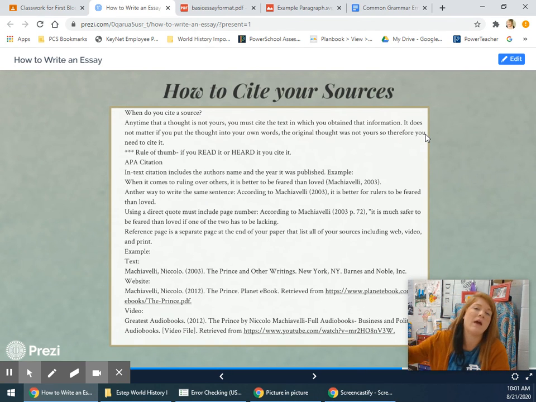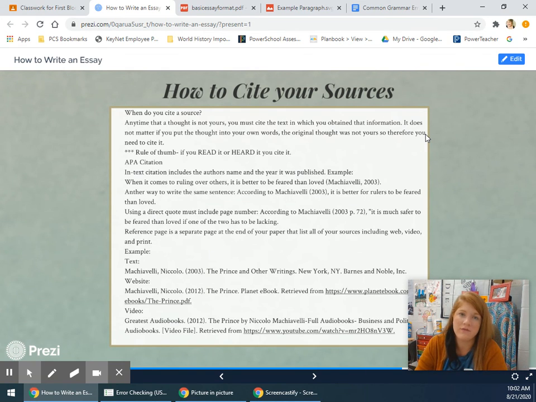I don't care if you have 15 cites in one paragraph. That's fine. Your citation should go at the end of your sentence and should be at the end of every sentence, no matter if it's the same source. That's APA citation, okay? Rule of thumb, if you read it or you heard it, you cite it. If not, that's plagiarism. It's a failing grade, okay? So here are some examples of using the APA citation.